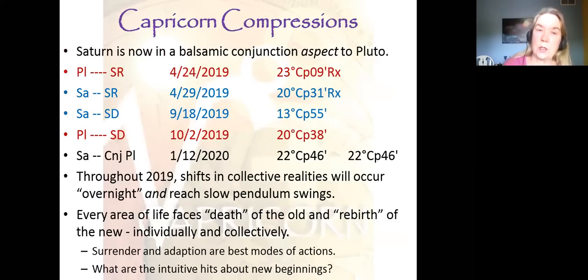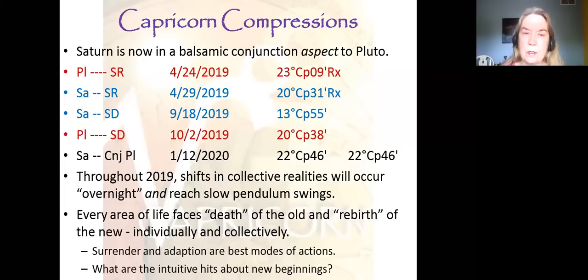I also want to just kind of lay some groundwork here in this phrase called the Capricorn Compressions. And nowhere are we seeing this reflected more than the fact that Saturn is in a balsamic conjunction aspect to Pluto. You can see here their stationary retrogrades in late April. They were only 2.5 degrees away from each other. When they go direct here in September, October, they'll be about 6 degrees apart.